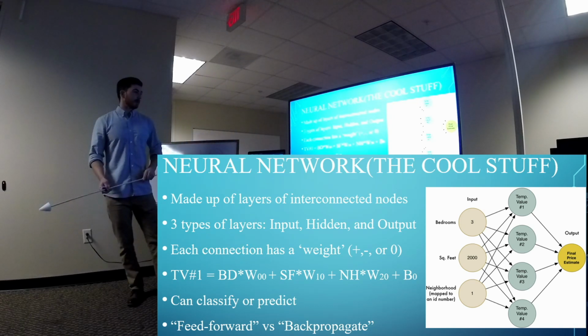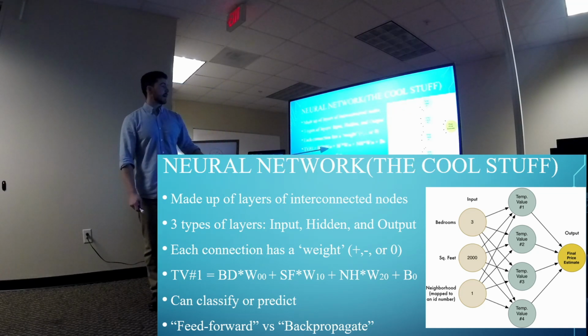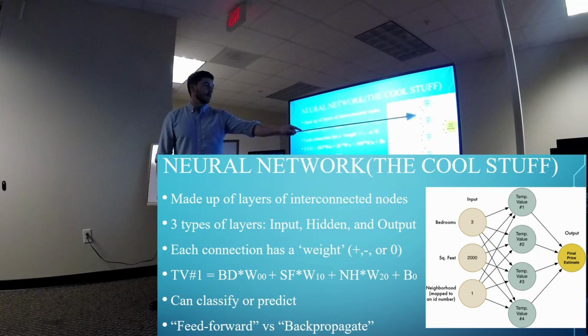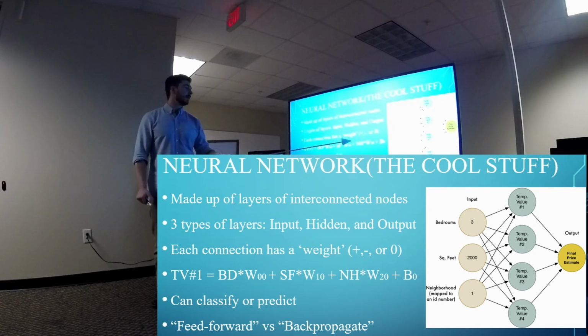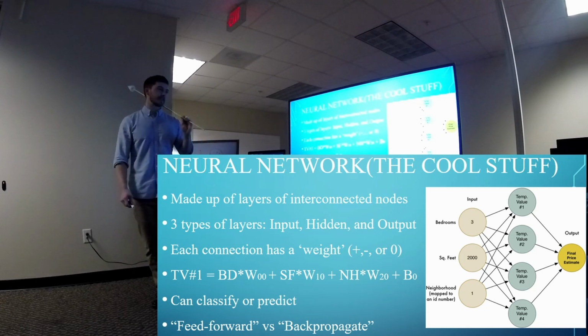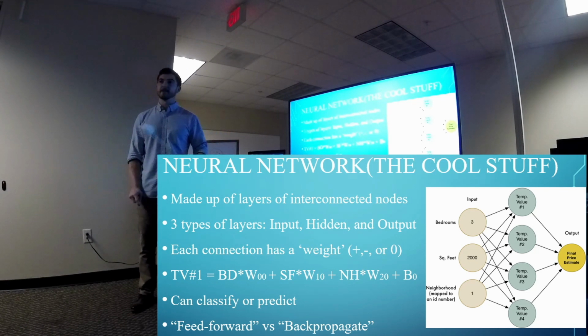But yeah, this would be the equation for calculating your temp value. It's just bedrooms times the weight that connects that bedroom to that temp 1, square feet times the weight of the connection between square feet and that temp node, and also neighborhood, same thing. And this bias we can ignore for now, but just know that basically a bias is the value that you add to this function to turn on or turn off a node. Let's say you have a noisy node that keeps messing up your data. You use your bias to turn that node off. You give it some negative value.